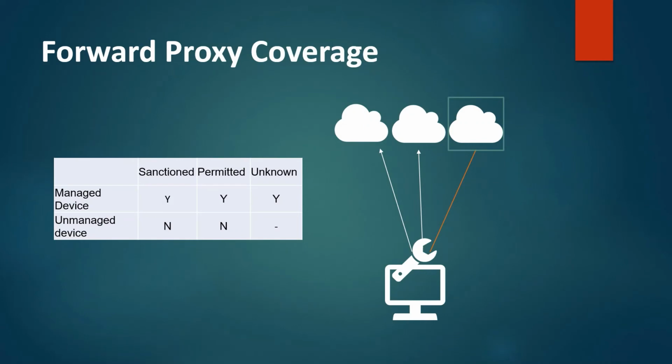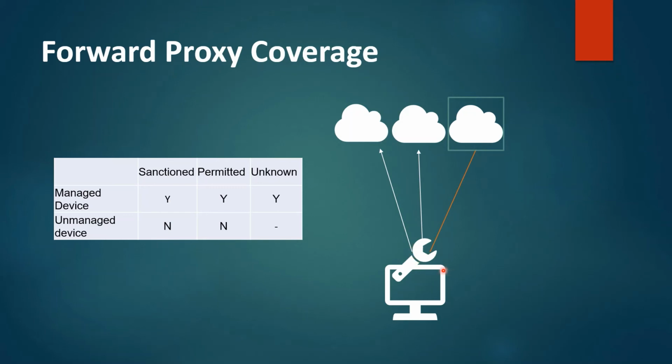In forward proxy, since the traffic is steered to CASB, you have to do something beforehand on the device side, either adding a configuration file or installing an agent or some other way. So it only happens on managed devices. For unmanaged devices, there's no way to have the control put in place beforehand.